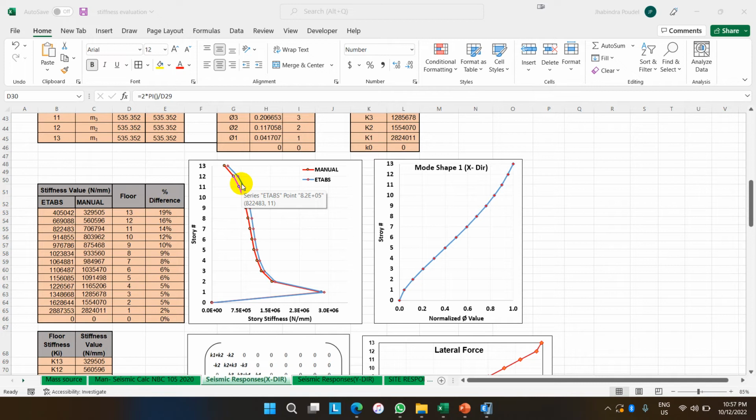So this much for today. In the next video, we will explain the equivalent static procedure in ETABS and also in manual calculation, and compare the global response of the structure, like drift, displacement, overturning moment, shear force, and lateral force, with the ETABS value.